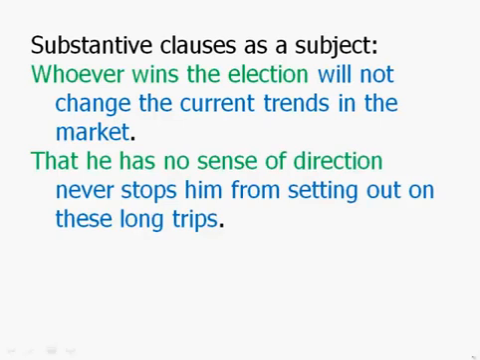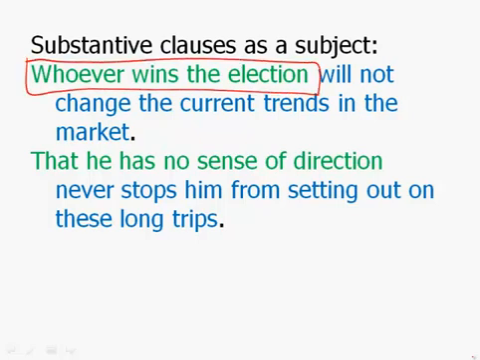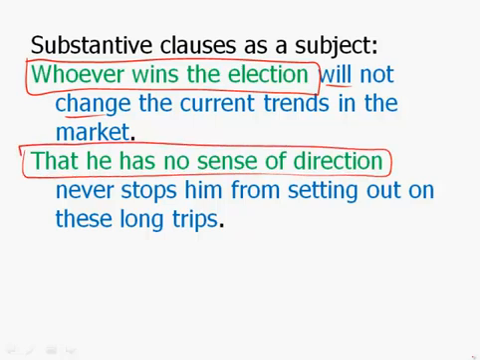A substantive clause can be the subject of a sentence. So for example, we have a couple example sentences here. Whoever wins the election will not change the current trends in the market. So this clause, whoever wins the election, that is the subject of the sentence, that whole clause. That clause is acting like a noun and acting as the subject of the sentence. And of course, the verbs will change. That he has no sense of direction never stops him from setting out on these long trips. That entire clause is the subject of the sentence, and then the verb stops.